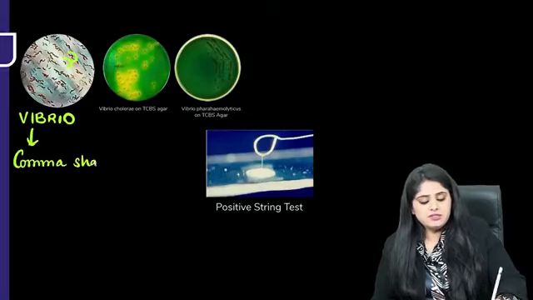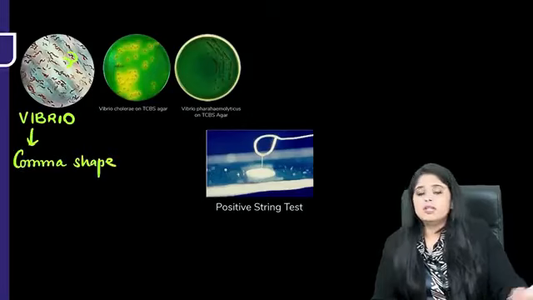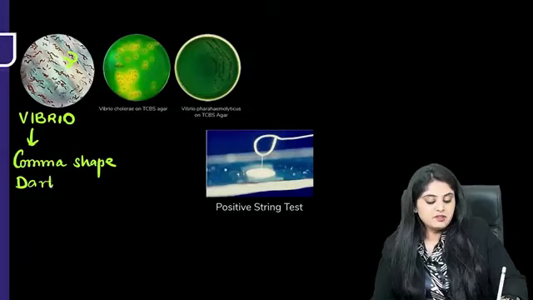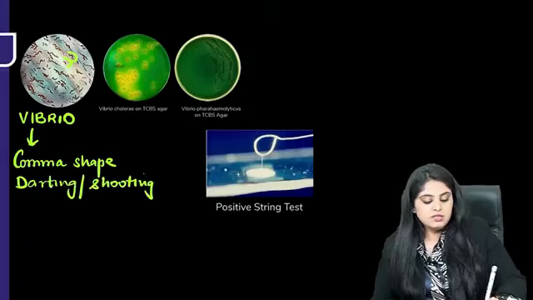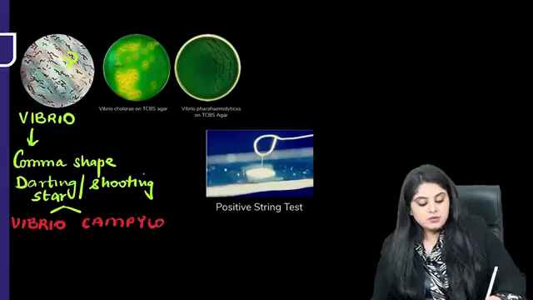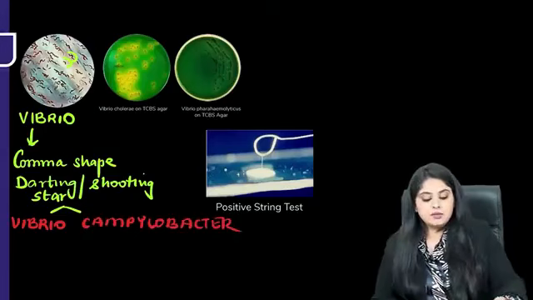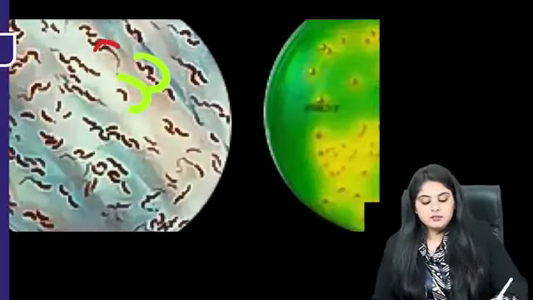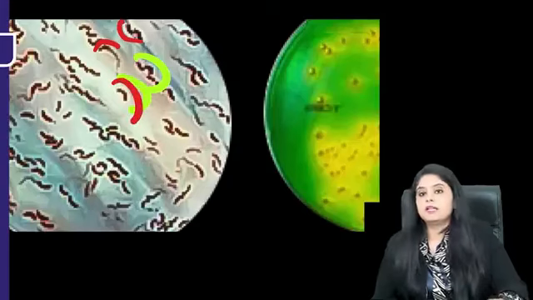And now that you've told me this, tell me the motility also. What comes in motility? It's the very, very famous darting or the shooting star motility. Darting or the shooting star motility. And this is also shown, other than Vibrio, who else shows it? It is also shown by Campylobacter. So that is the darting or shooting star motility. Okay, so comma-shaped organism, and you can see that yes, beautiful comma-shaped organism that I can notice over here.